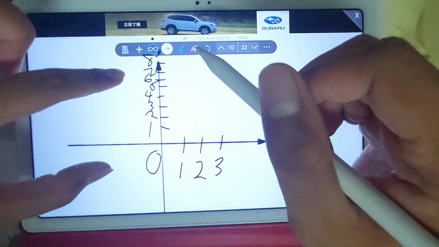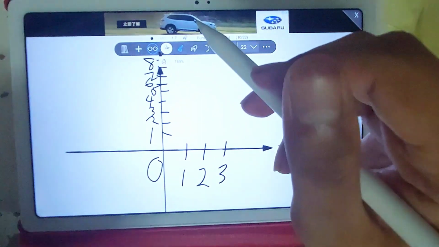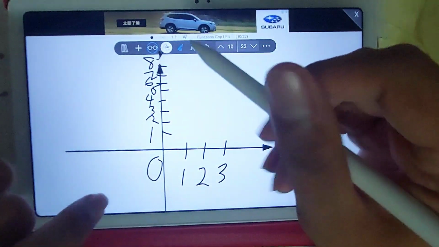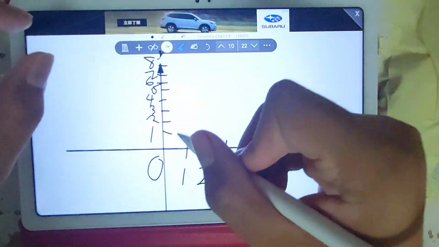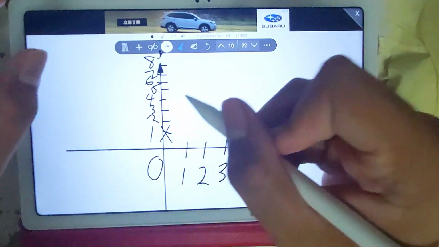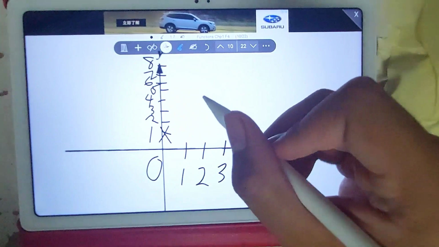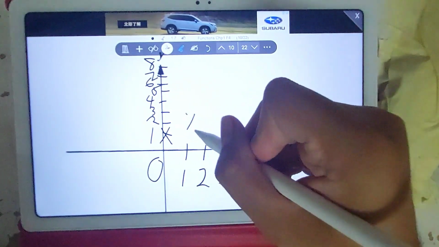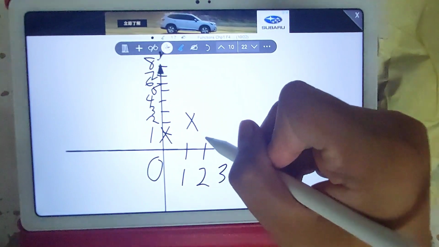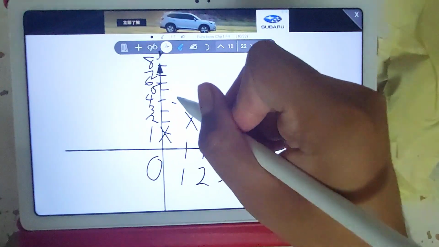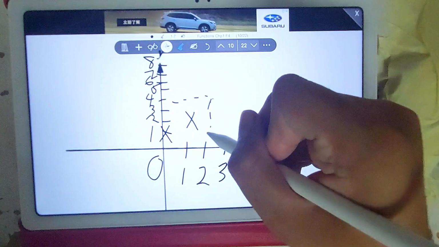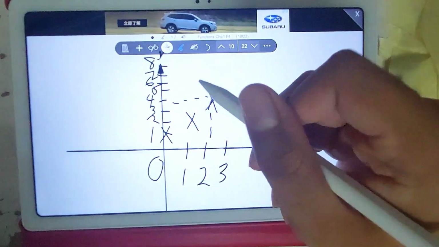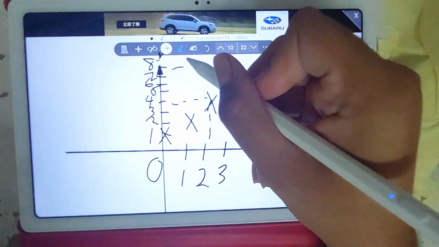So first of all, let's plot y is h(x). We have the table of values: when x is 0, y is 1, so we're going to plot over here. And then when x is 1, y is 2, you can plot over here. When x is 2, y is 4, you can plot somewhere here. And when x is 3, y is 8.